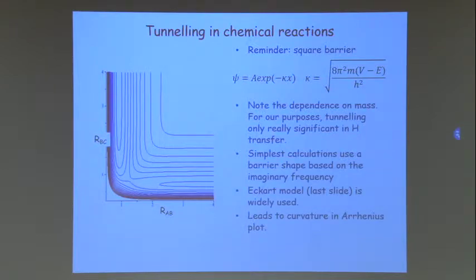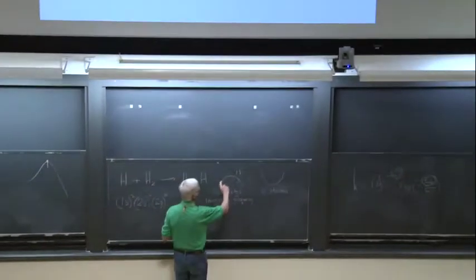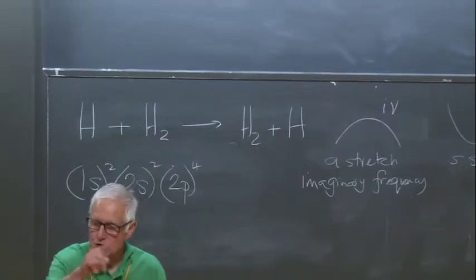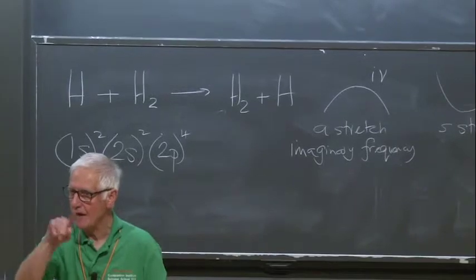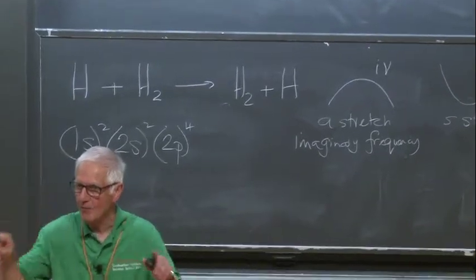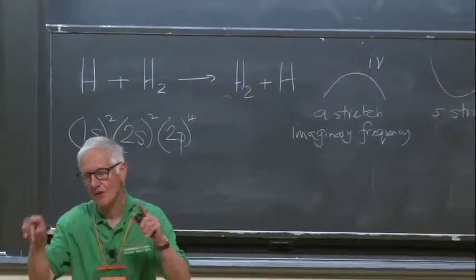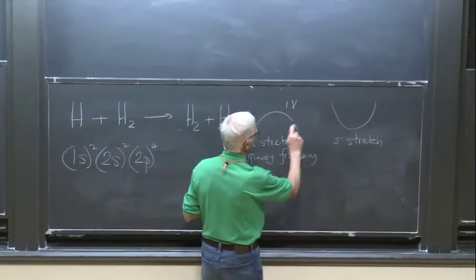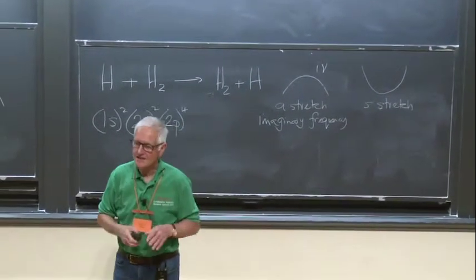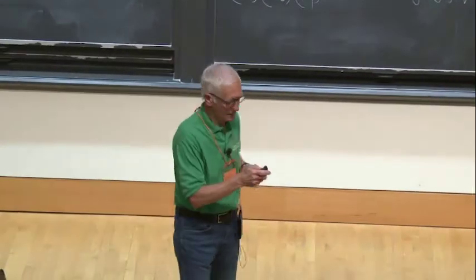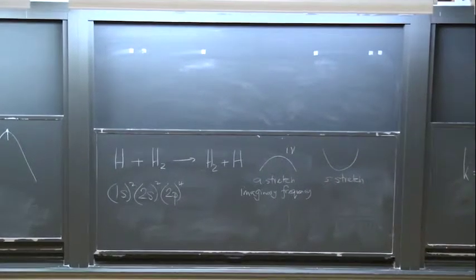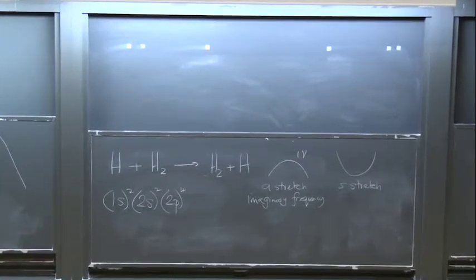The simplest calculations basically just use the shape of the barrier. So you get the imaginary frequency, and that tells you about the curvature at the top of the barrier, and then you use a parabola or a slightly modified parabola to describe the potential energy and look at tunneling through it. That's a simple but not particularly accurate way of doing it. And the Eckart model is slightly more accurate.